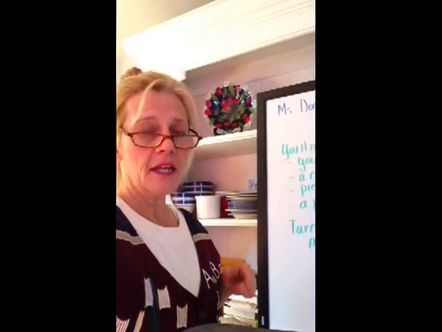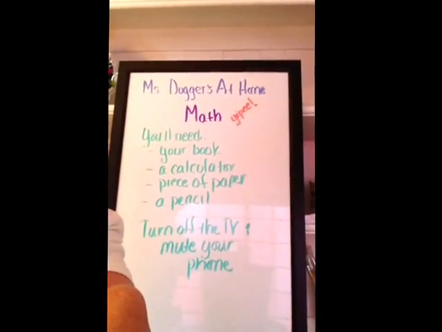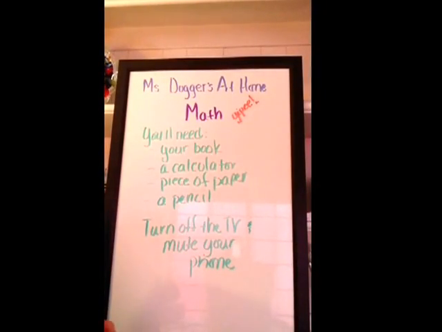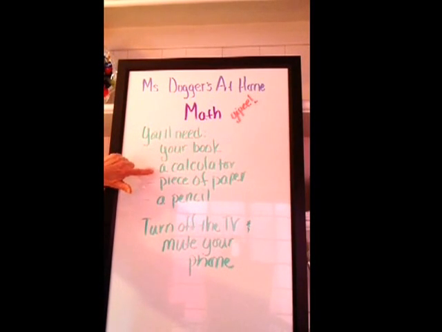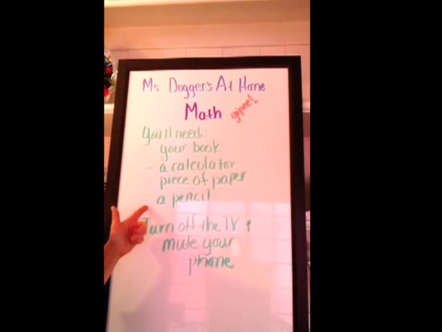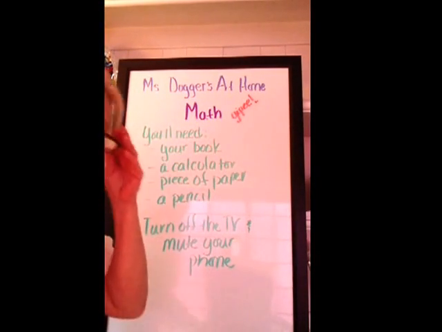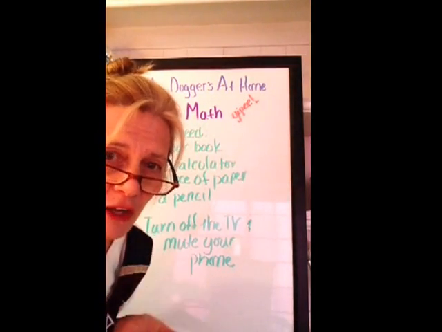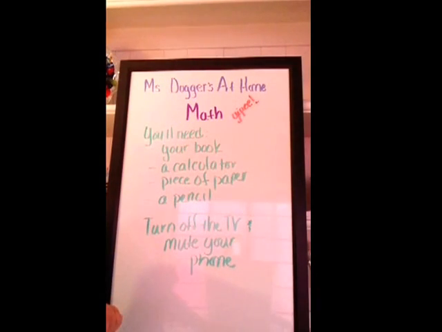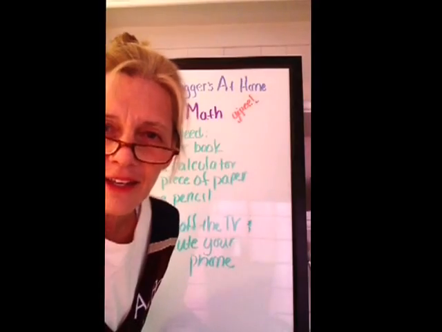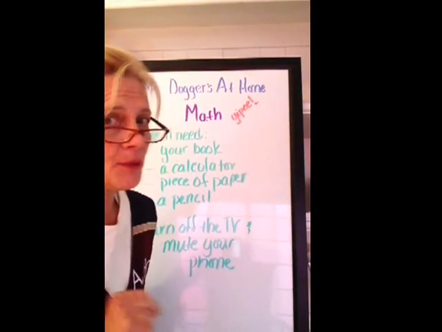Before we get started, you're going to need a few things. You'll need your book, a calculator, a piece of paper, a pencil, and let's turn off all those distractions. Turn off your TV and mute your phone. You go do those things. I'll be right here waiting.